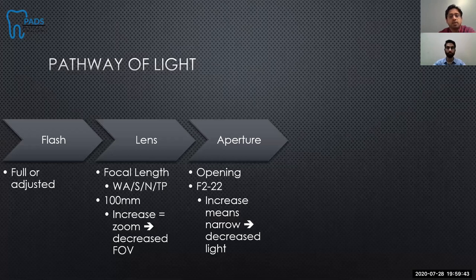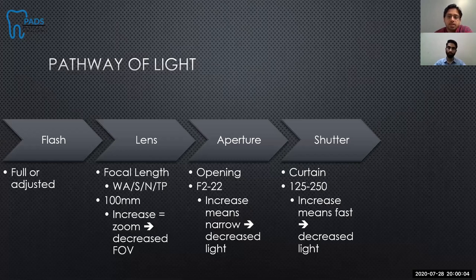Shutter speed. Shutter is a curtain. It opens and closes at a certain speed. Usually in the clinic, you're using a shutter speed of about 125 to 250. While we talk about this shutter speed in a whole number, it is actually a fraction of a second. So when we say 125, it's 125th of a second. When we say 250, it's 250th of a second.